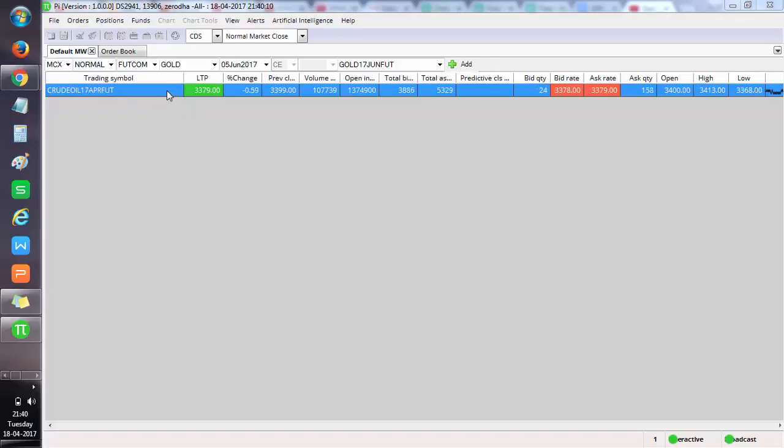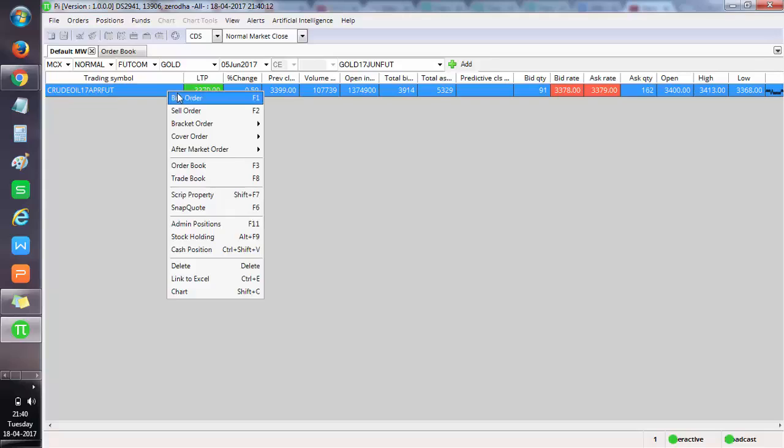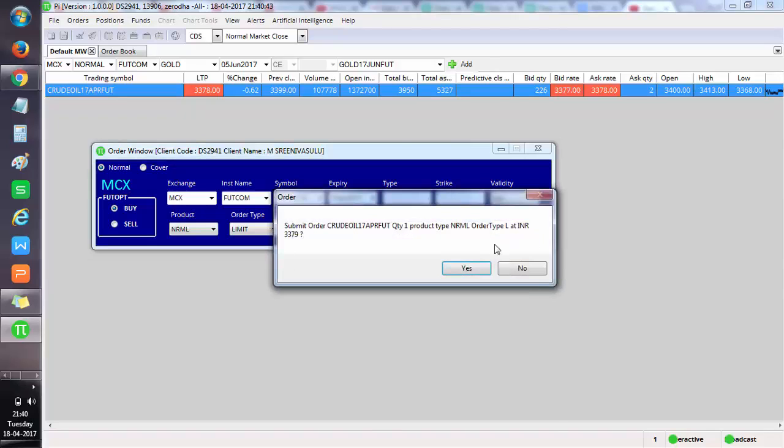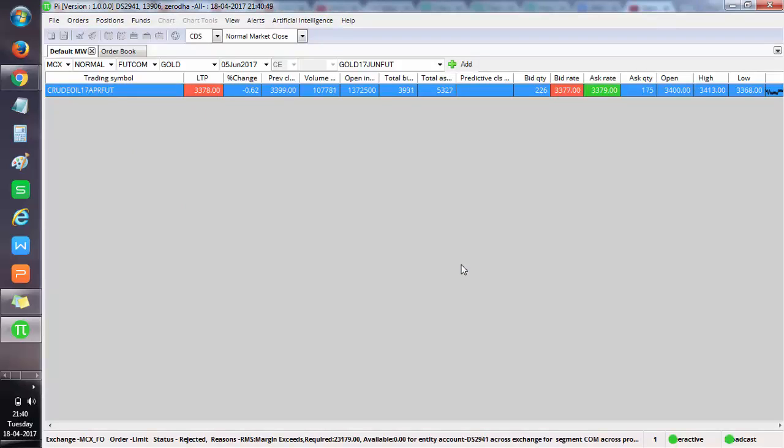So let me take an example of placing a stop loss for an existing buy order. The first thing I'm going to do is right click on this and click on buy order. This is a crude oil April contract in MCX, as you can see. It's up to you whether you want to buy at limit price or market price. Remember, this is the entry order. Say I'm placing a buy order at 3379, product type will be normal, order type is limit, and I'm putting the price as 3379, and then I'll click on submit. It'll ask for confirmation, click on yes. Alright, this is the buy order.